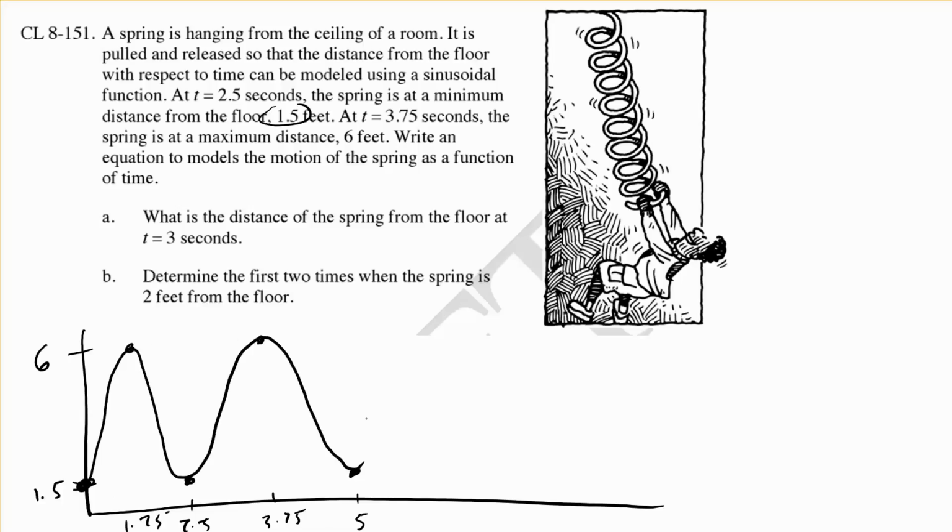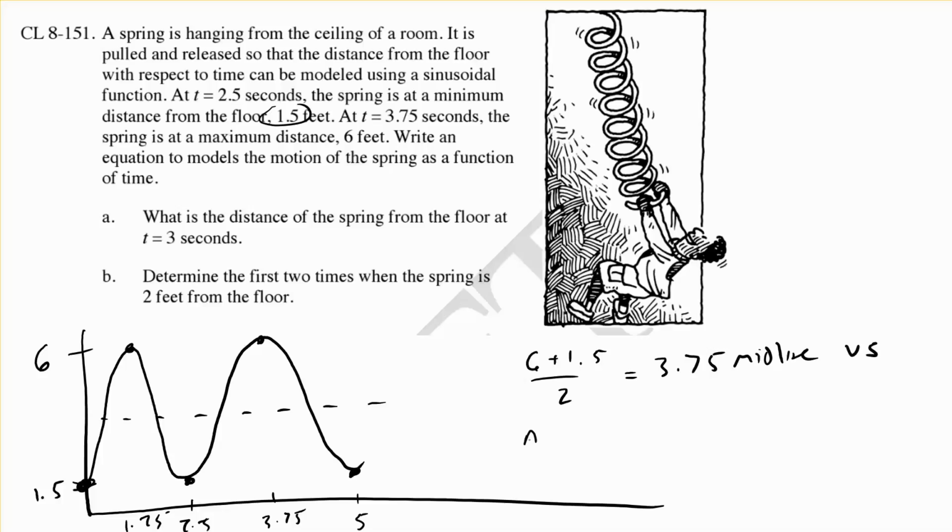Sweet. So that would be the middle of 6 and 1.5: 6 plus 1.5 divided by 2. 7.5 over 2 would be 3.75. That's our midline, or our vertical shift.